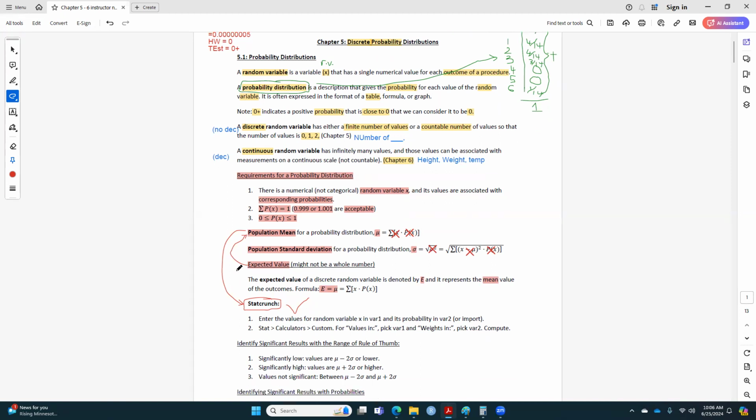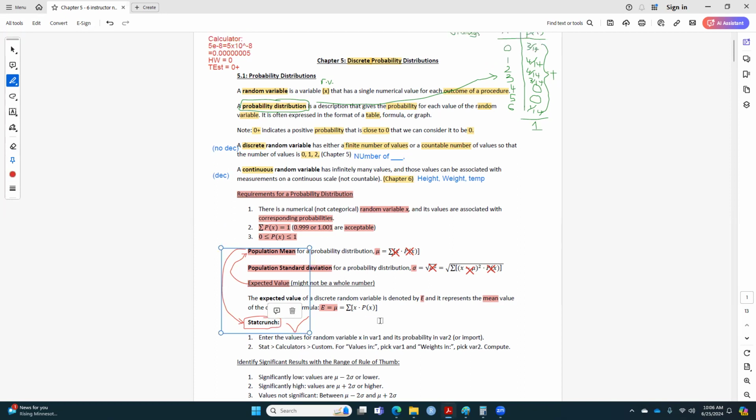Let me show you how to use your StatCrunch here. This is pretty important since we do not use any formulas. In StatCrunch, make sure you enter your data: your random variable X in var1 and your probability in var2. When you do your homework, you have a little rectangle on the corner. You can import it to your StatCrunch so you do not type it out.